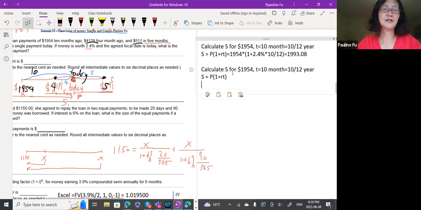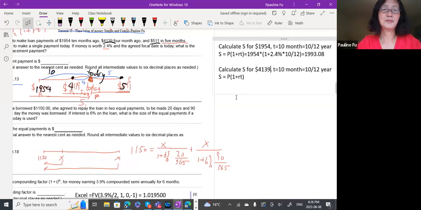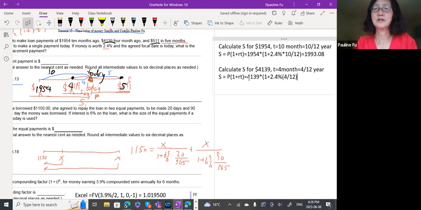So I will calculate S for $4,139, and the time is 4 months. So 4 months equal to how many years? 4 over 12. Okay. And then plug in the number 4139 times bracket 1 plus 2.4% times 4 over 12. So again, I will copy this into Excel to get the answer.